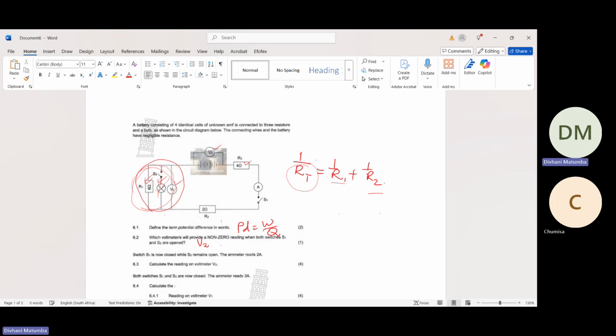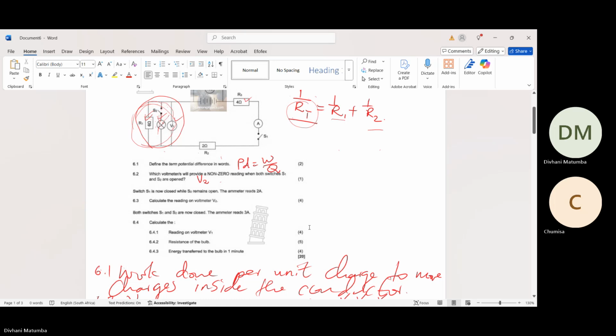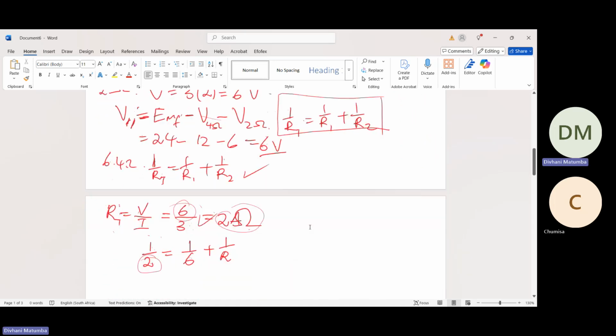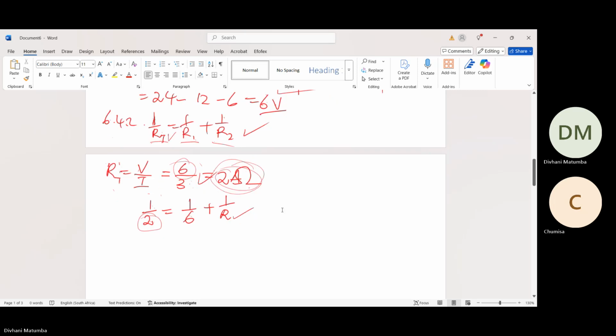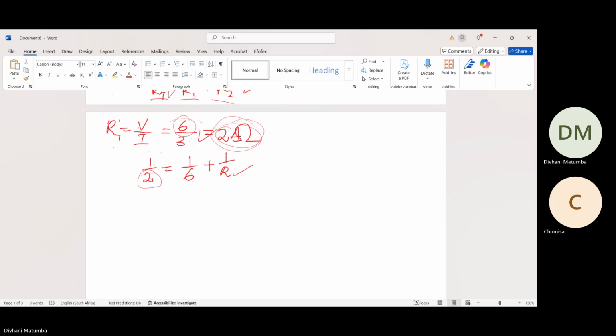Now, we have already calculated R total, which turned out to be 2 ohms. So I just took R total, which is 2 ohms, and I replaced it. Fortunately, we only had R1, or you can use either. You can assume it as R1 or R2, either way, but you will have one unknown resistor, and that's what we are trying to calculate. Do you see? Yes, sir.